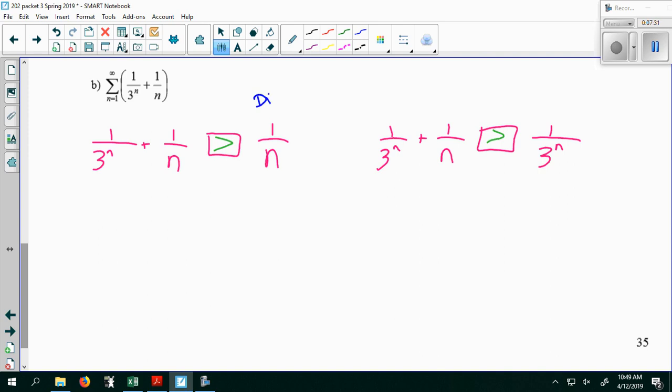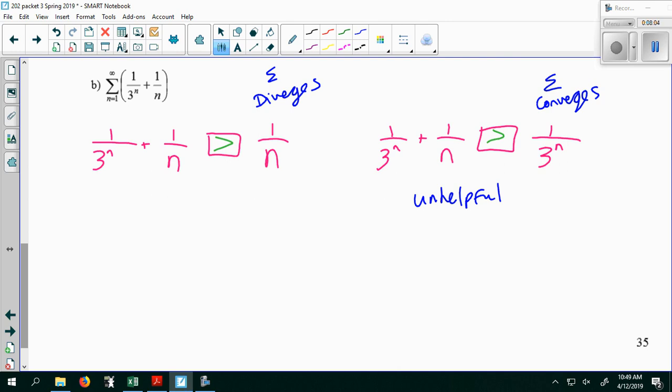1 over n diverges, the sum diverges, and 1 over 3 to the n, the sum converges. So being larger than something that converges is not helpful, right? You could be larger than some finite number and still be finite, or be infinite. So this is an unhelpful comparison. But this one, because this sum diverges and this sum is bigger than it, it has to also be infinite.